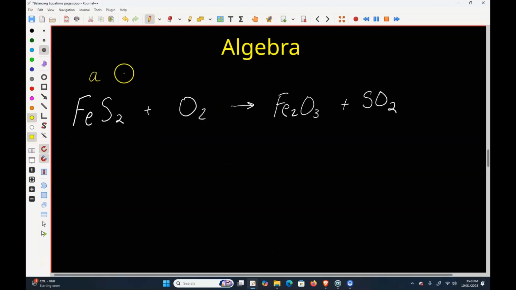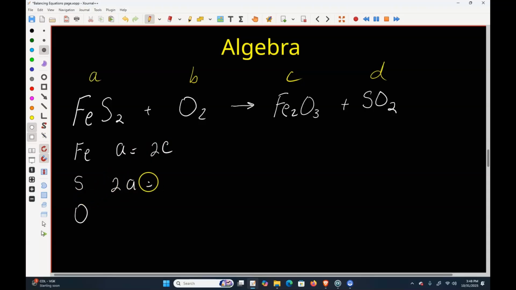Okay, so we're going to label A, B, C, and D. F, E, S, and O. So for iron, I can say that I have 1 in A equals 2 in C. Sulfur, I have 2 in A equals 1 in D. For oxygen, I have 2 in B equals 3 in C plus 2 in D.